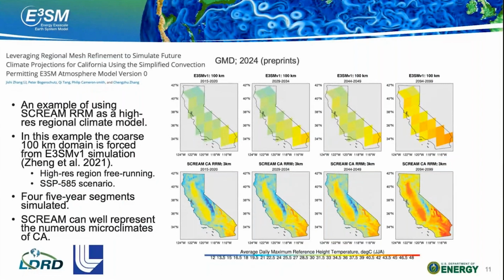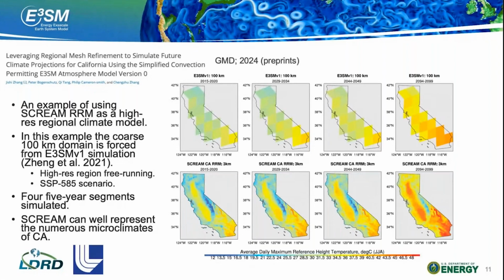So leveraging RRM, she was able to perform the first climate length simulation using the SCREAM codebase. So this is an example of how one can utilize SCREAM RRM to serve the purposes as a high-resolution regional climate model. While these simulations are still fairly expensive, especially when compared to running E3SM 1 degree, they are far more manageable and affordable than running SCREAM 3 kilometers globally.